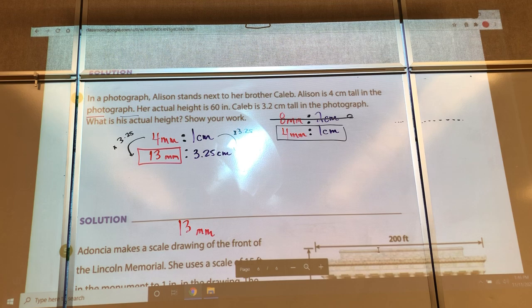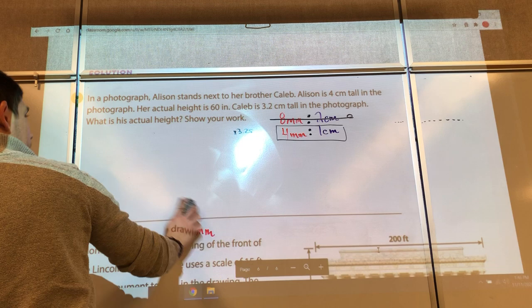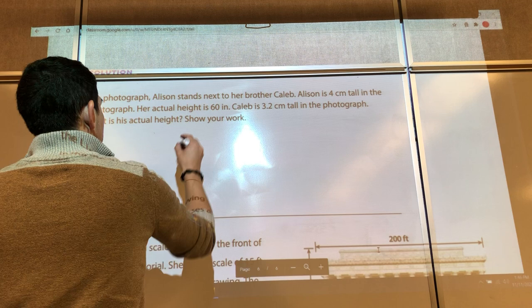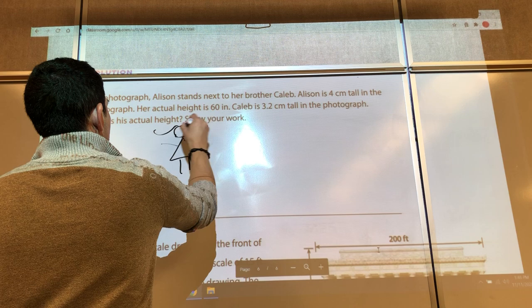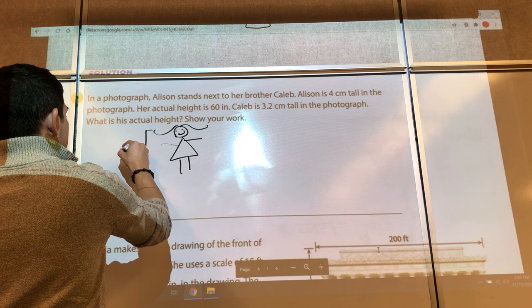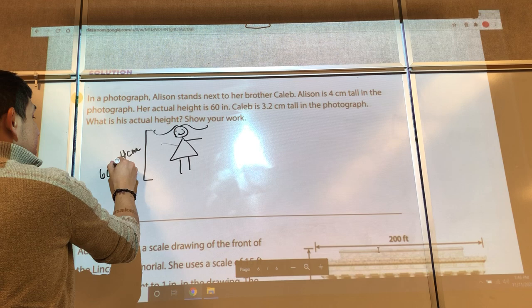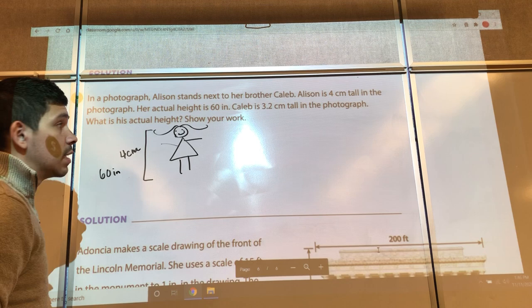Okay, let's look at number four now. Four states, in the photograph, Allison stands next to her brother. There's Allison. Allison is 4 centimeters tall. It's in a picture. She's not really 4 centimeters tall. Okay, in a photograph. Her actual height is 60 inches. She's actually 60 inches tall. That's 5 feet.